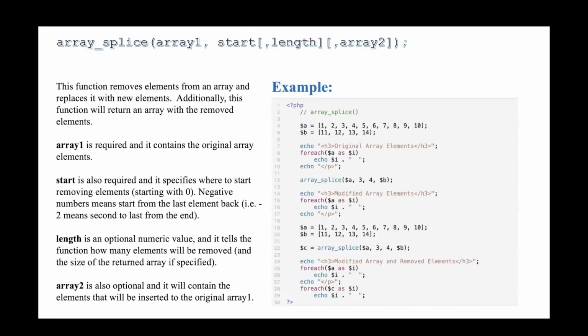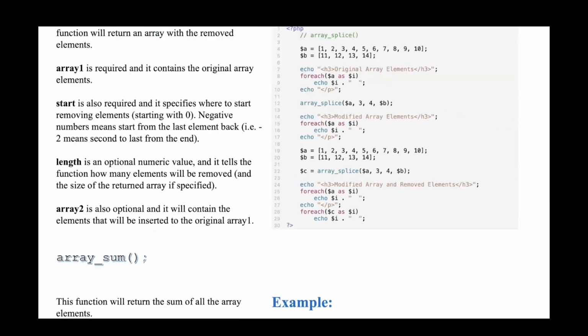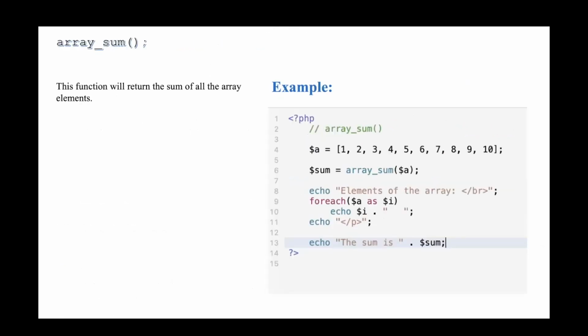The splice, very similar, removes elements from an array and replaces them with new elements. This is a perfect way of editing, for example, if you want to edit a value. The sum will return the sum of all the array elements. Here in this example, I have 1 through 10. It's basically going to add 1 plus 2 plus 3 plus 4 plus 5 and so on all the way. It's going to add them.